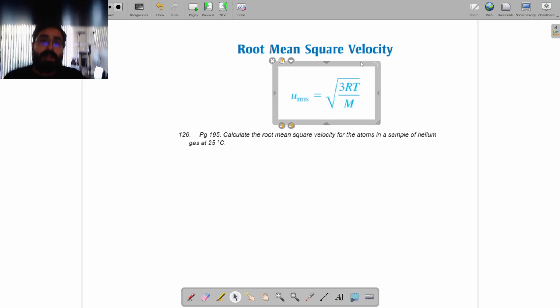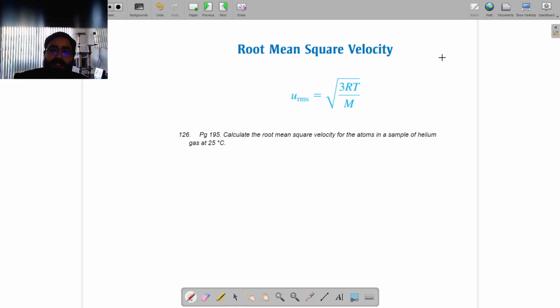All right, people. So today we're going to be covering root mean square velocity. It's a very simple problem. What this problem does is it uses what we talked about in the last video, that the kinetic energy is equal to 2/3 RT, and it derives an average velocity for this problem.